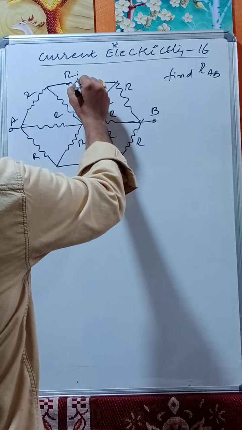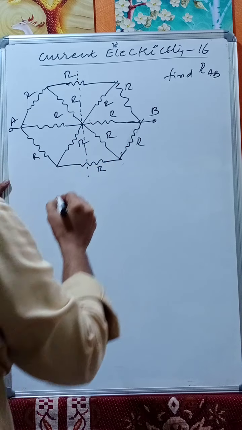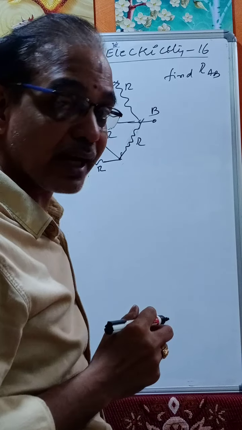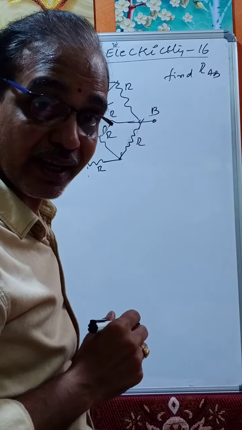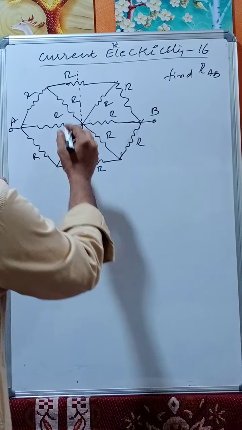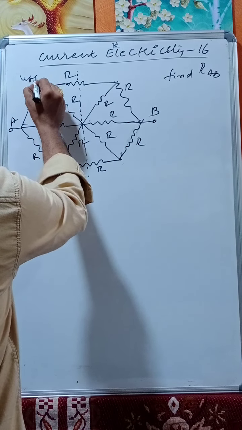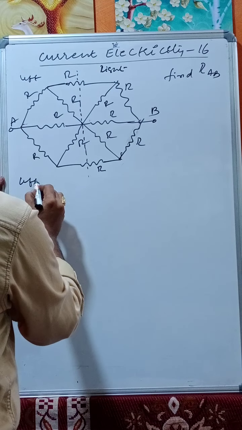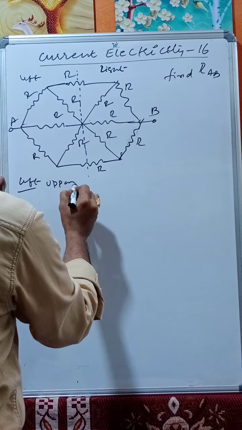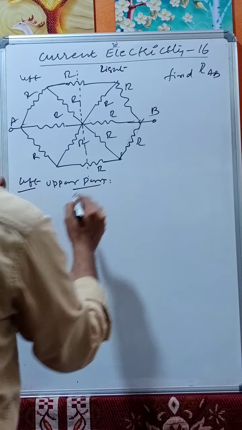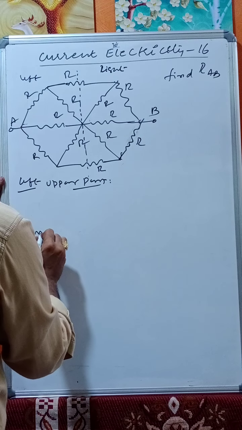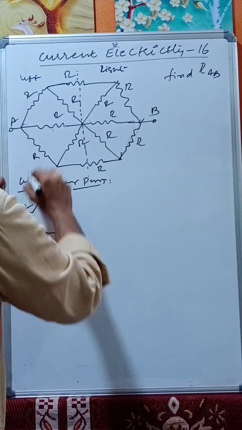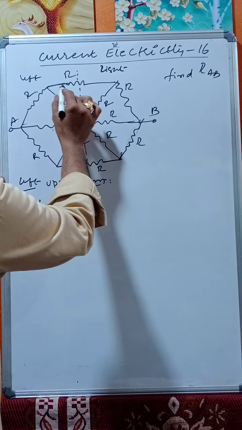First, let us divide the circuit into two halves. We call this the mirror method. In this one, what happens? This is the left part, this is the right part. Now for the left upper part, what does the circuit become? It is like this: this is R, this R, and this is R. This is point A.